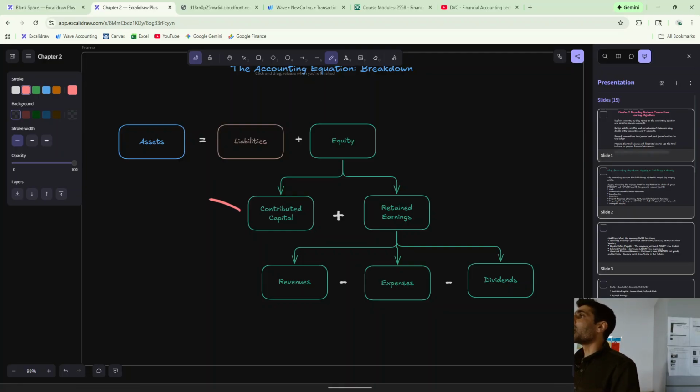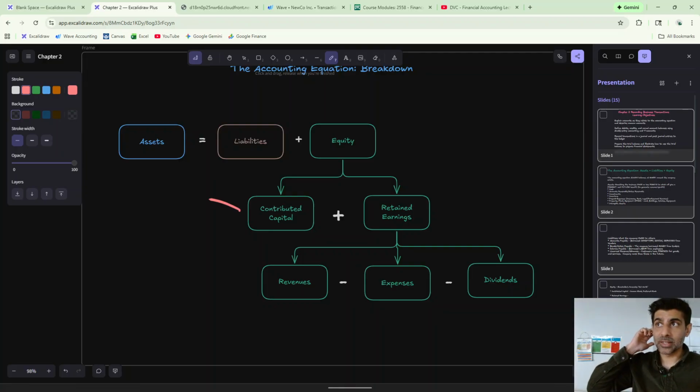Like Mark Zuckerberg, he has not the shares that trade of Meta on the stock market, which is the common stock. He has a share class that has more voting rights. So there's going to be nuances to contributed capital, and it can be complicated. But for the beginning, how we're mostly going to be seeing it in this class is just common stock, where the business takes the investors' money and gives them shares of common stock in exchange for that. But yes, good question.